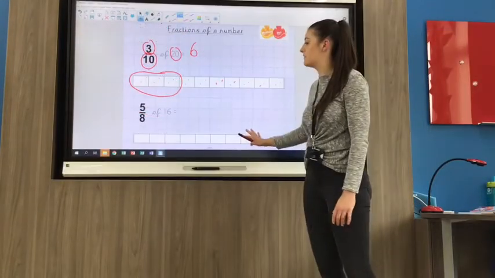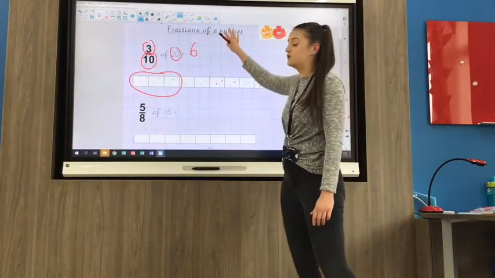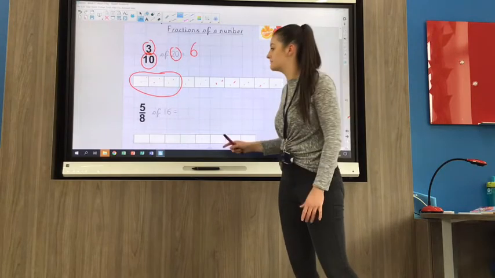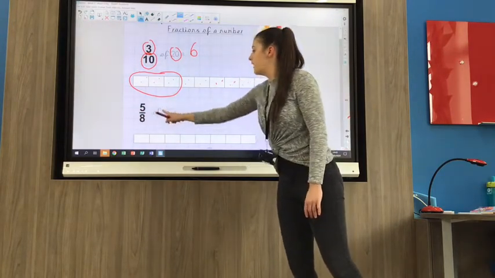Okay, let's look at this one now. We're still finding a fraction of a number, so a part of a number, because we know a fraction means a part. So 5/8 of 16.